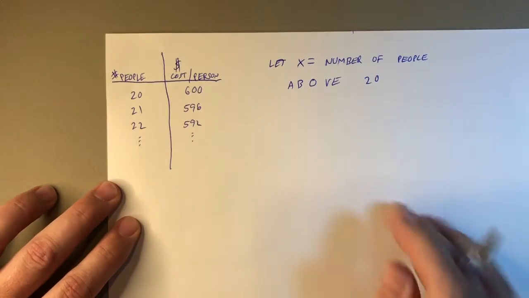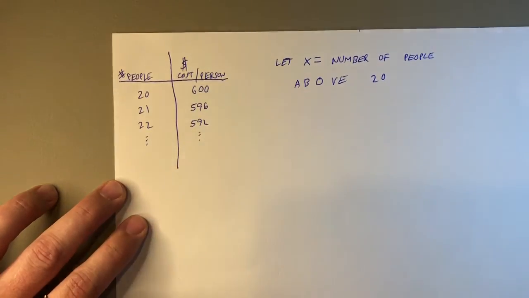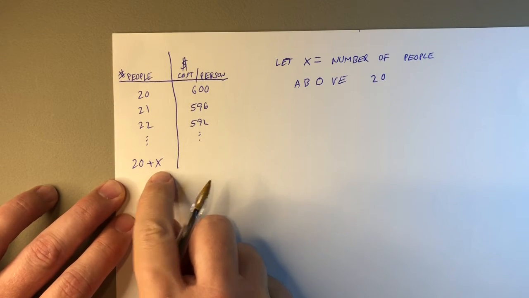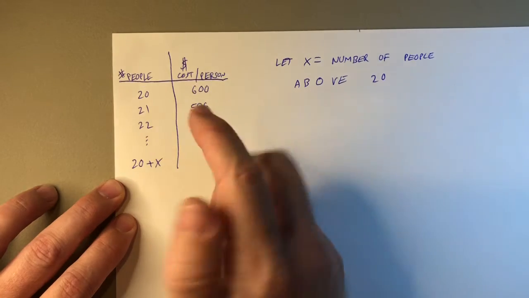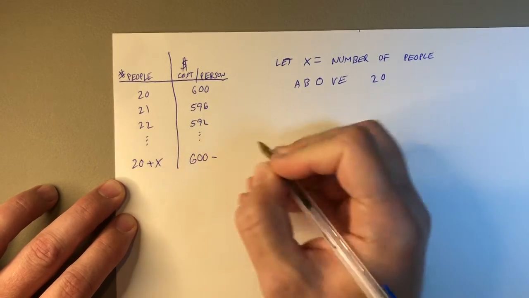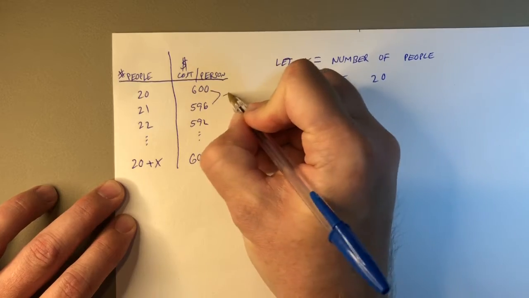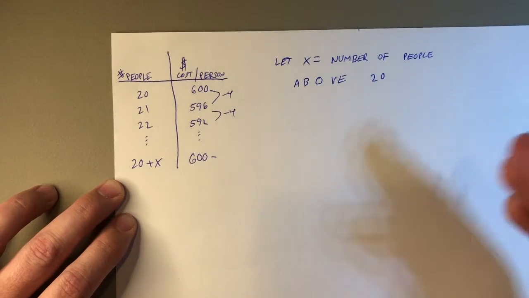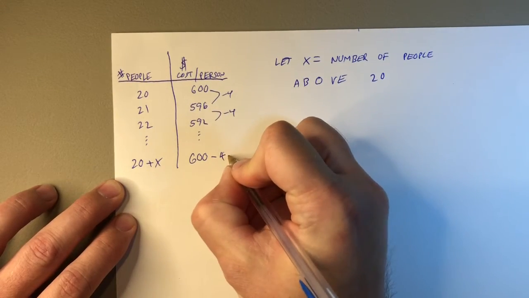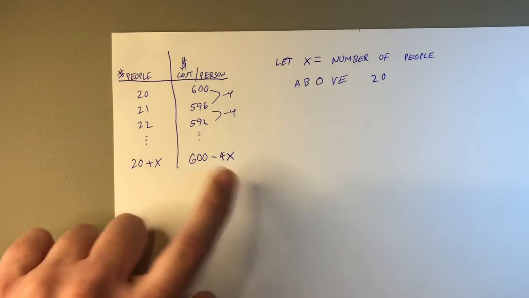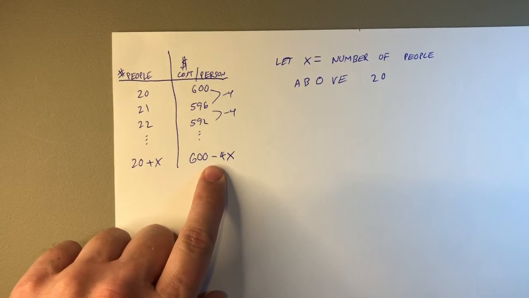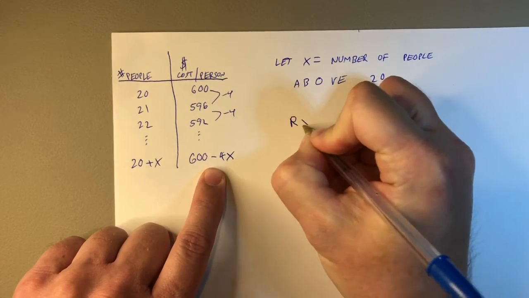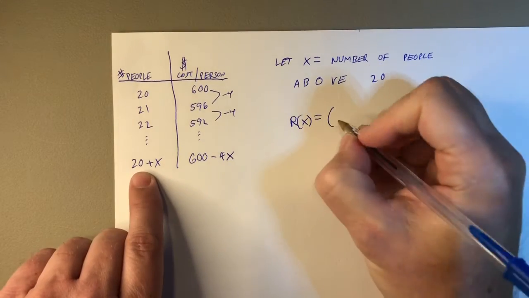All right, well, based on what it told us in the problem, we're able to formulate these two tables. And so X would be right here. So 20 plus X is the number of people. And then here, we would be starting with 600. But what's happening? We're reducing by 4 every time, right? Minus 4, minus 4. So minus 4 for each additional person above 20. So minus 4 times X. So these are our two expressions. Number of people times the cost per person will give us our revenue. So therefore, our revenue function, R of X, is going to be equal to what I just said.